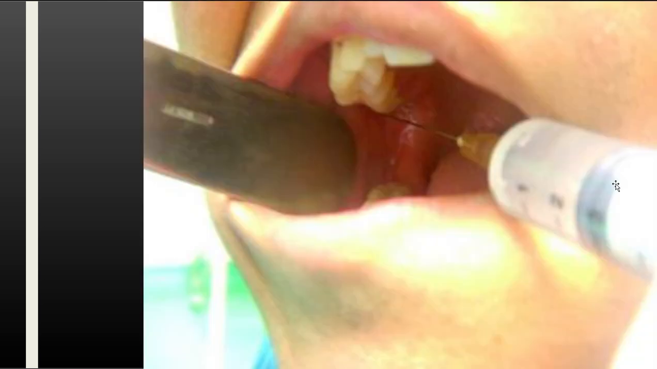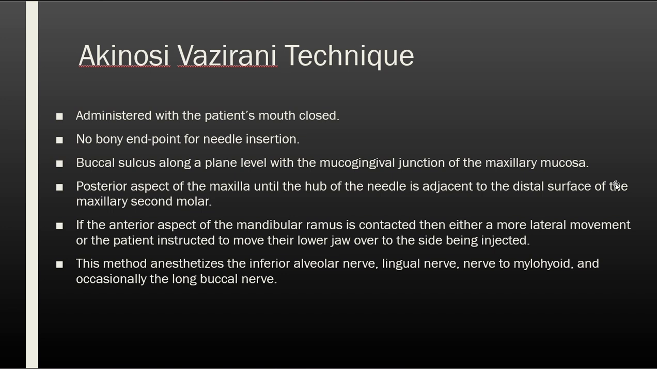We reach the condyle. Now, if the patient has trismus and we want to give anesthesia, we need to go for the Akinosi technique. The patient's mouth is closed and we don't have bony contact here. We go with the buccal sulcus along the mucogingival junction of the maxillary mucosa. We go to the posterior aspect of the maxilla until the hub of the needle is adjacent to the distal surface of the maxillary second molar, but we need to be careful so we do not break the needle. If we find the ramus, we go more lateral or we move the lower jaw to the side being injected.